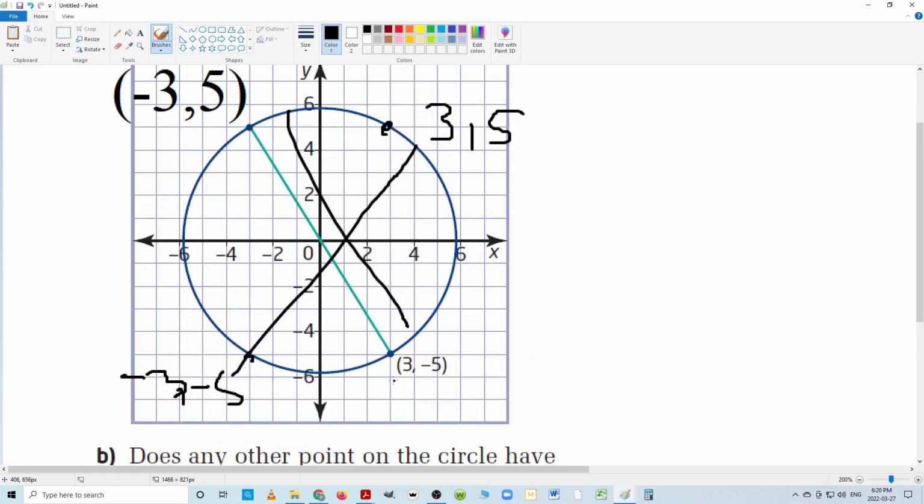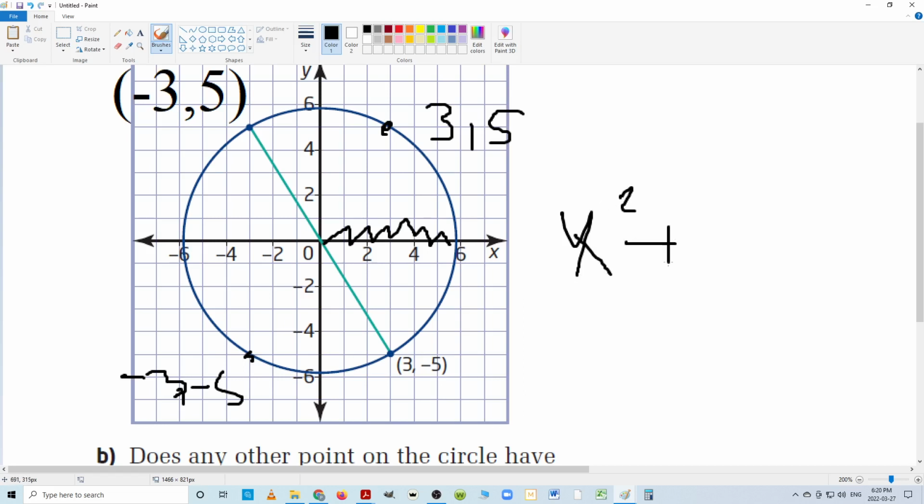Determine the equation for the circle. Okay, well, going back, 1, 2, 3, 4, 5, 6. x squared plus y squared is equal to 6 squared, the radius, which means this is the formula.